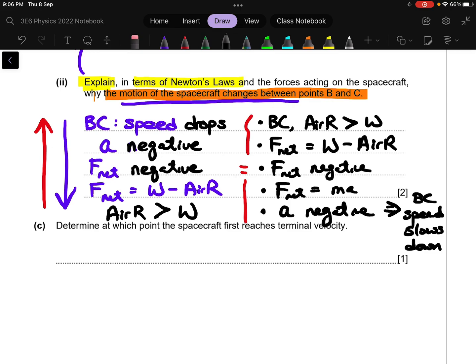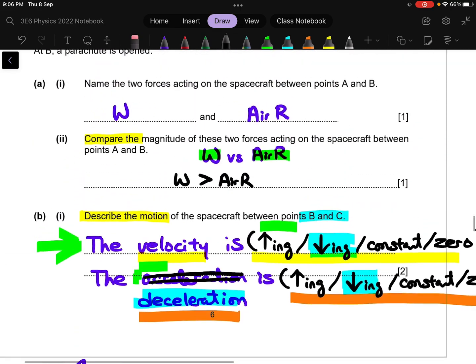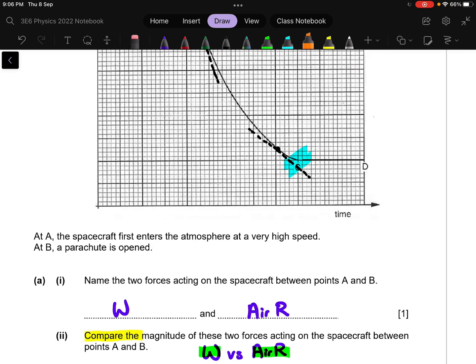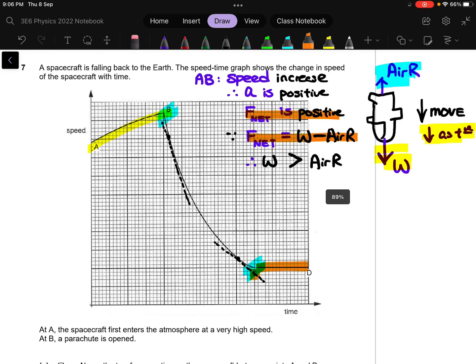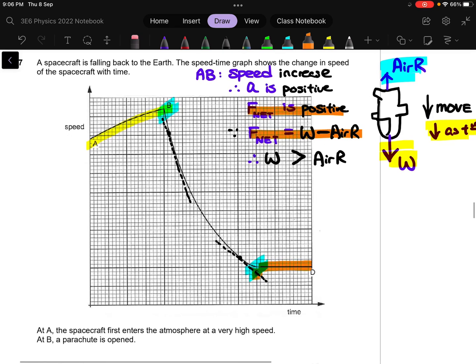And for the last part, I'm quite glad. I think 100% of my class, I'm not sure about other classes, got the terminal velocity, which is at what time does it reach terminal velocity. You can recognize that terminal velocity is basically when your acceleration is 0, where the speed is constant. So this is the time. From C onwards, the speed has become constant.